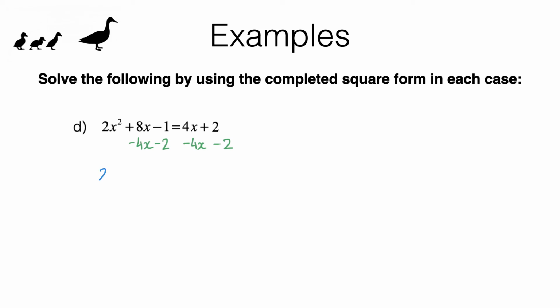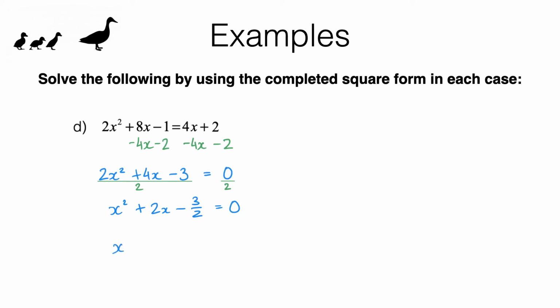On the left-hand side, we have 2x squared plus 4x minus 3. And on the right-hand side, we have 0. Here, I'm going to choose to divide the left and the right-hand sides of the equation by 2. So that gives me x squared plus 2x minus 3 over 2. And that equals 0. Now, let's write the left-hand side in completed square form.